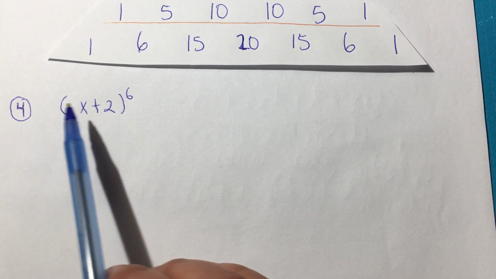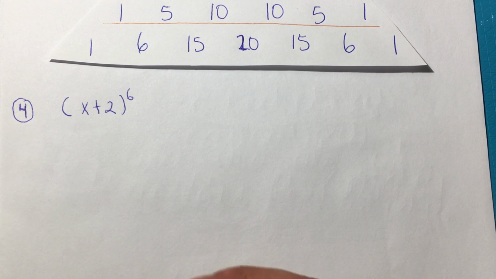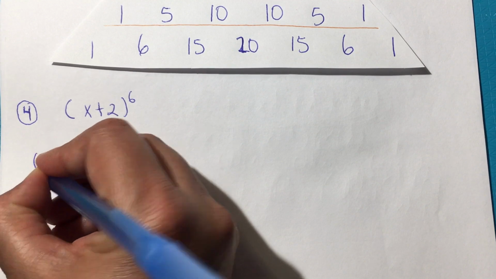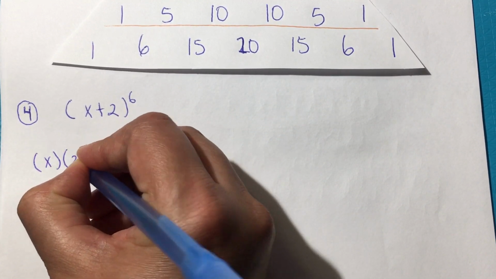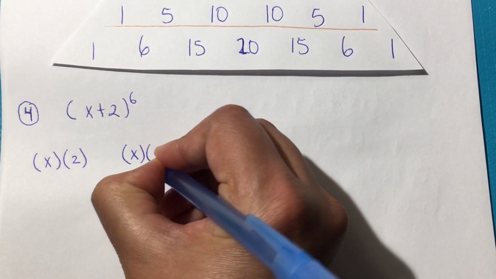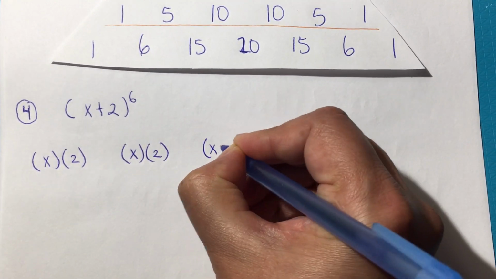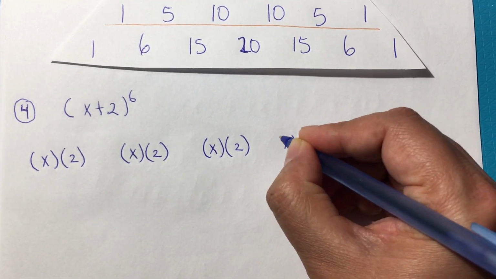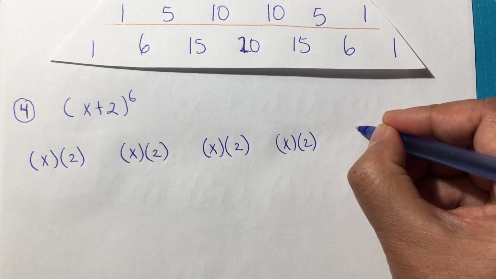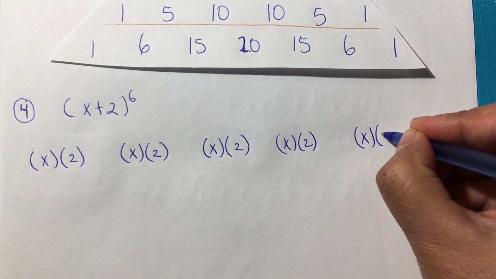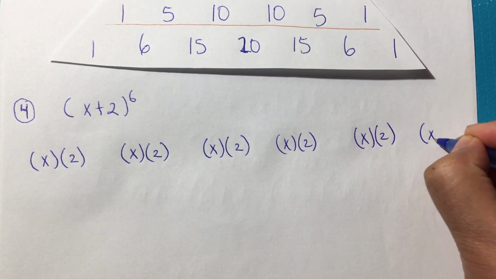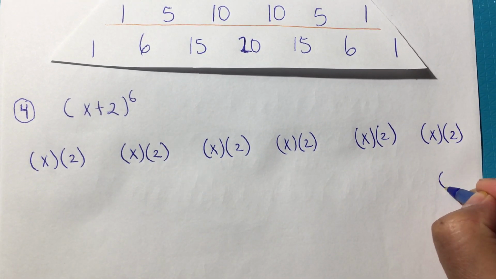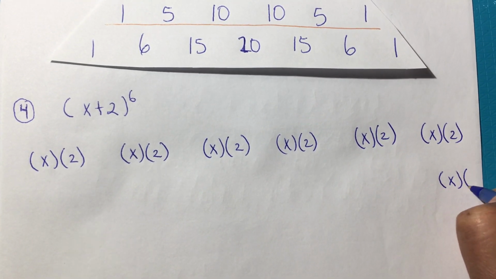Okay, number 4, x plus 2 to the 6th power. Again, we write this times this 7 times. So x times 2, x times 2, x times 2, x times 2, x times 2, x times 2, and I need one more, so I'm going to put it down here, x times 2.